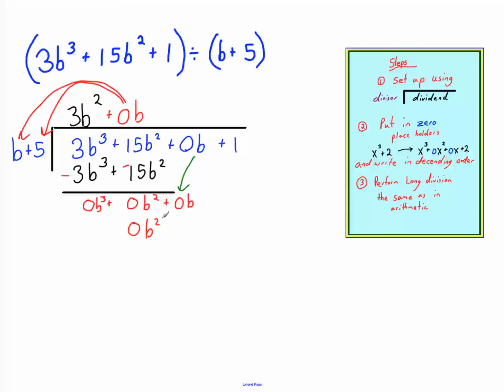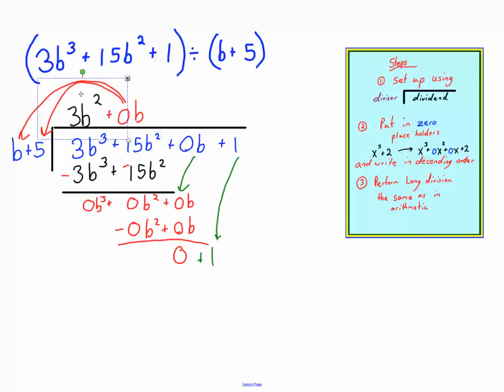0b times 5 is plus 0b. And again, I'm subtracting that. All these are zeros, so those go away. And I'm just doing this work as kind of a formality, just so you can see how to keep the process going. And the last one is a 1.